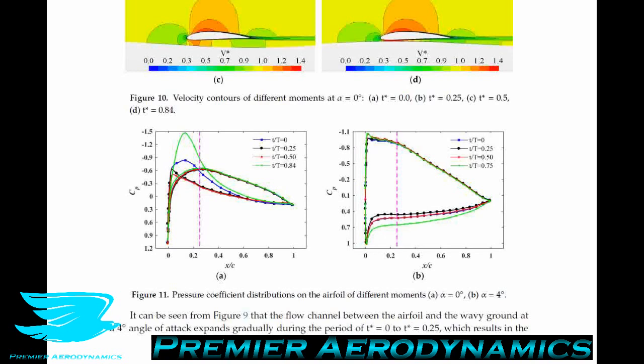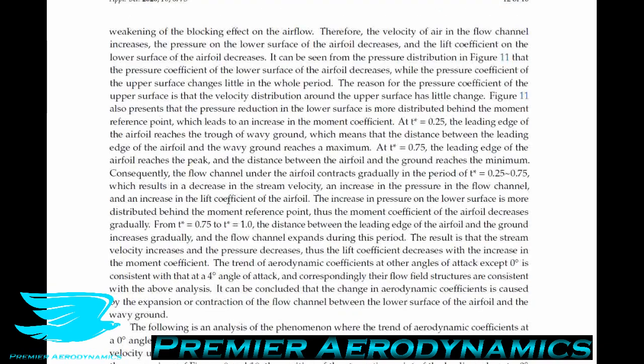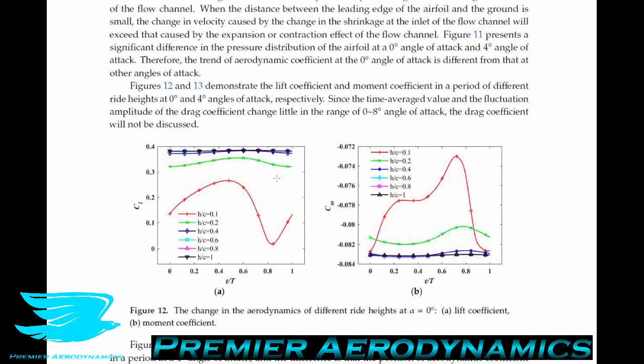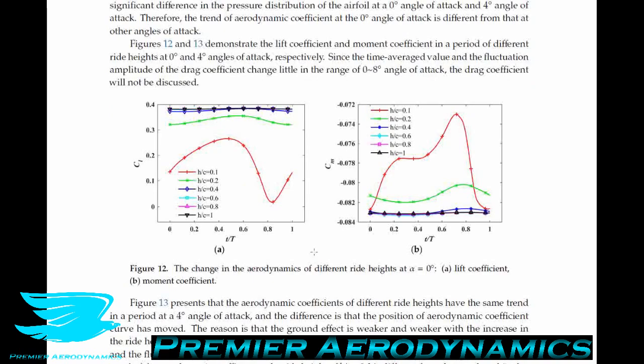The final thing that these researchers looked into was the effect of the ride height on the wave's ground effect. But before we get into that, we need to see that there are slight differences in the pressure distribution over the airfoil for all angles of attack that we have here. Now in figure 12, we have what I was mentioning earlier, which is the effect of the different ride heights over the airfoil.